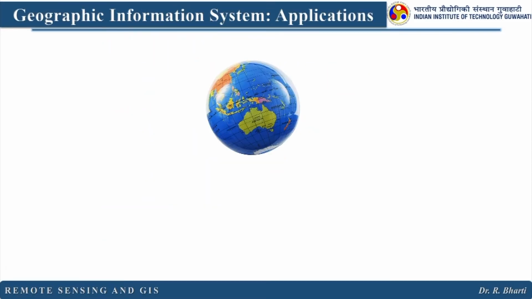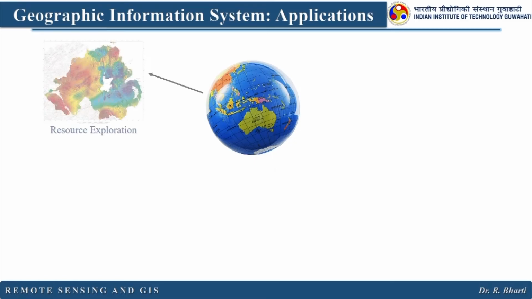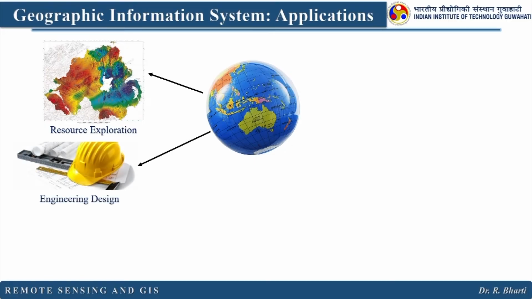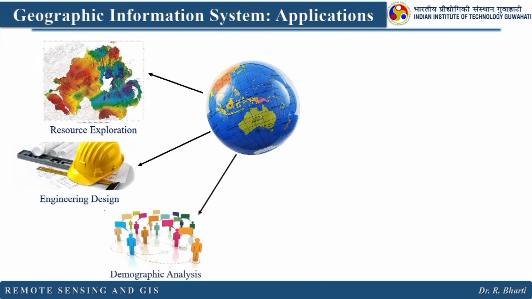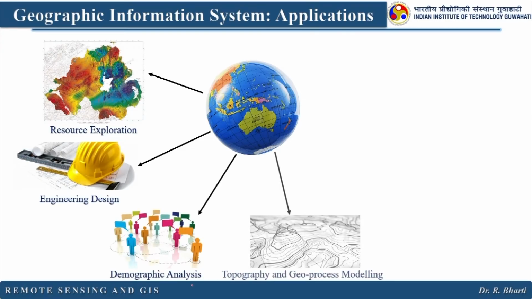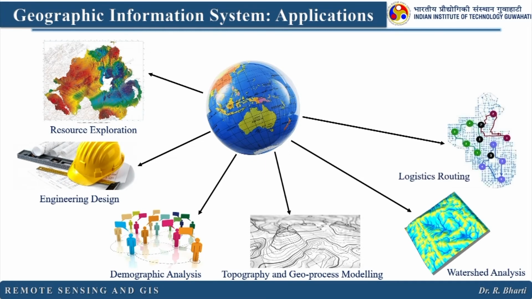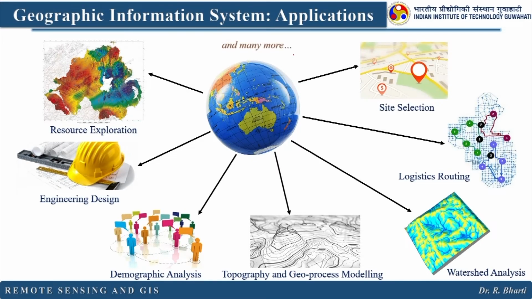Now what are the different applications of this geographical information system? So first one is resource exploration. Then next is engineering drawing, then demographic analysis, then topography and geoprocess modeling, watershed analysis, logistic routing, then site selection, and many more. Because I cannot list all the applications here, as the application of GIS nowadays is in all the domains, right?